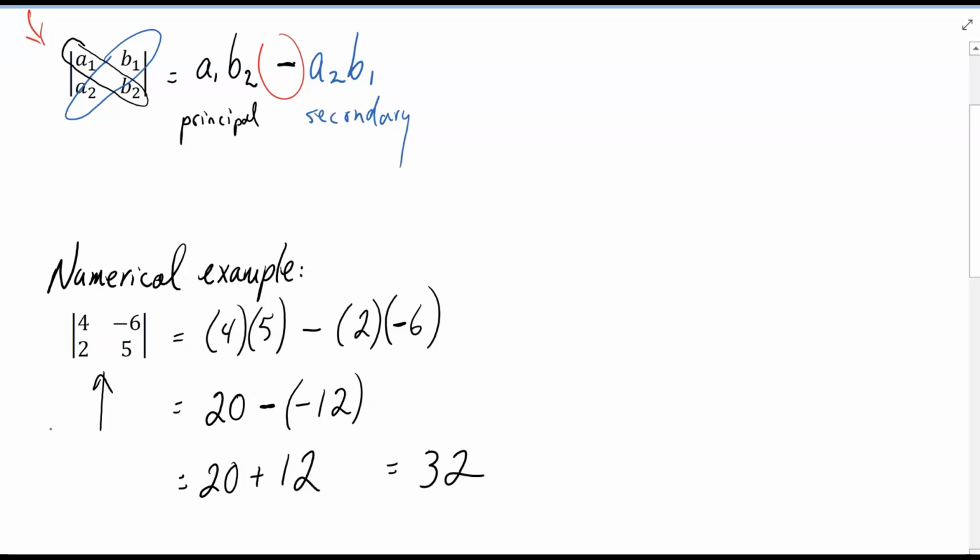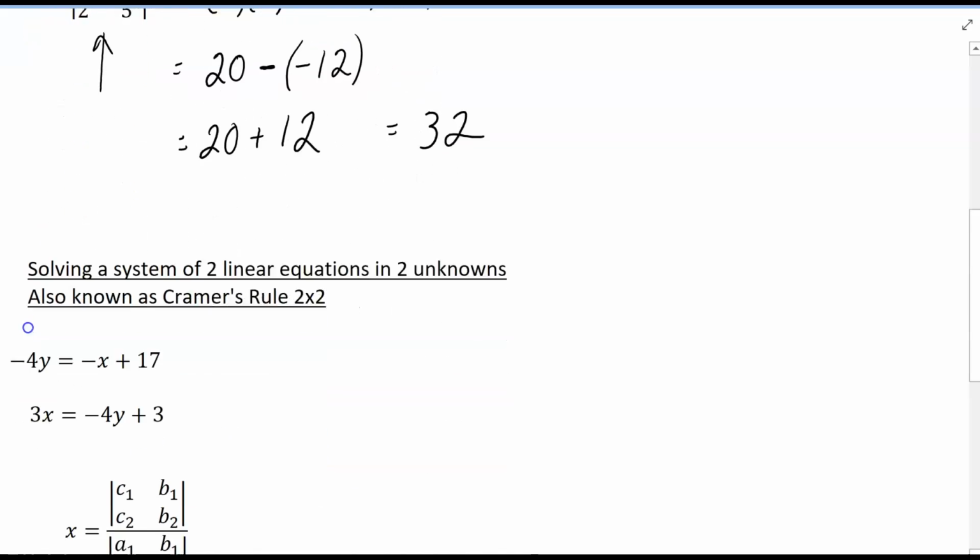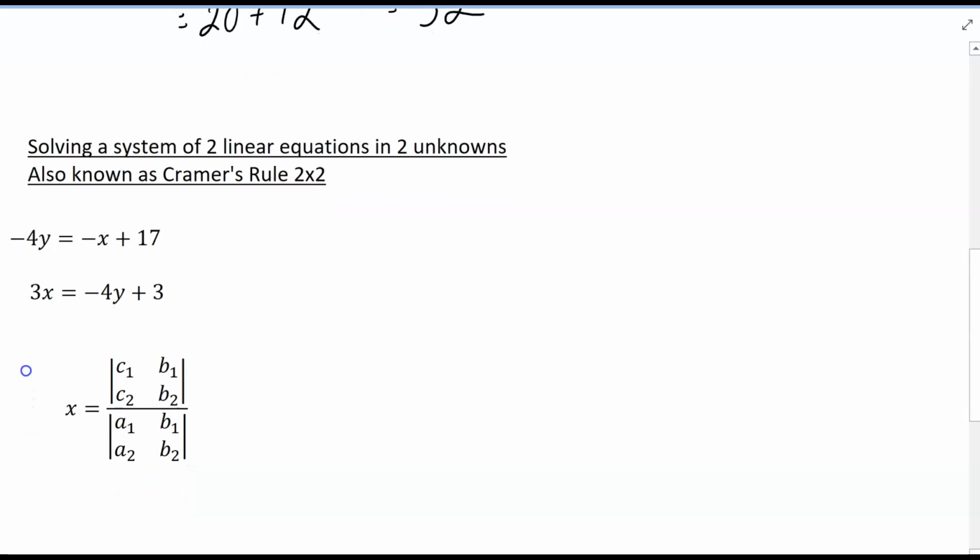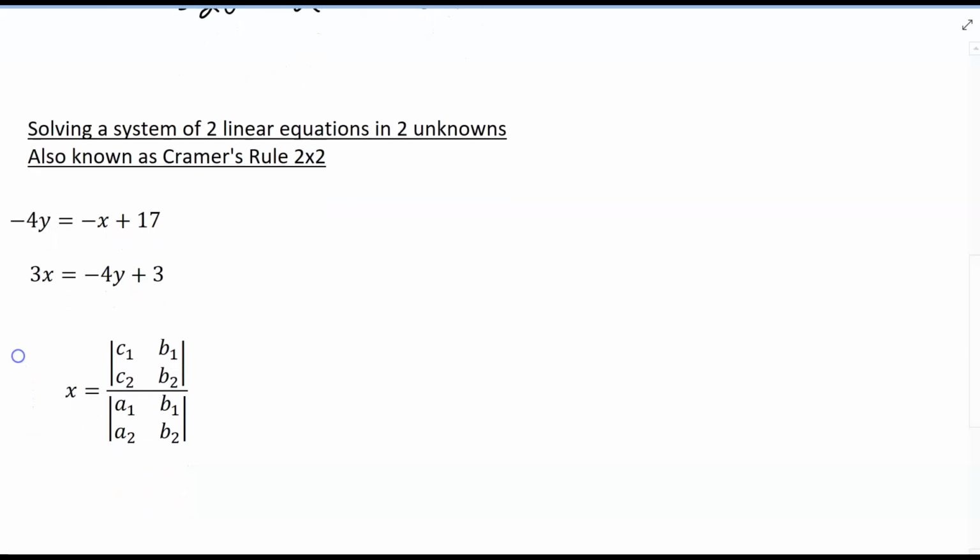Now, let's see how that applies to solving systems of linear equations using determinants. So to solve a system of two linear equations in two unknowns, we use determinants and something also known as Cramer's rule. So this is a formula for solving for the x value that is the solution to the system of linear equations. And it involves evaluating two different determinants. The numerator is c1, c2, b1, b2, and the denominator is a1, a2, b1, b2.